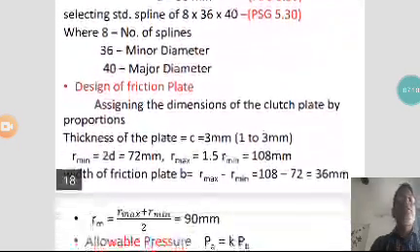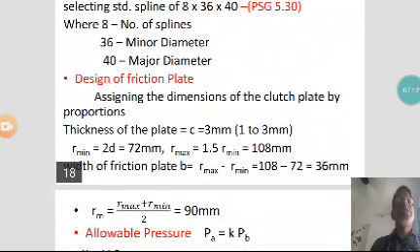Then the next very important part in clutches is the design of the friction plate. Here the thickness of the friction plate is not more than 1 to 3 mm. So first assume that the thickness of the plate is equal to 3 mm. Then how to calculate the outer diameter and the inner diameter of the friction plate?